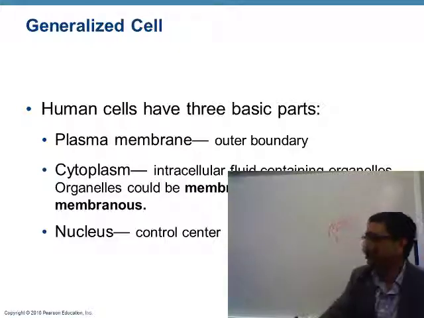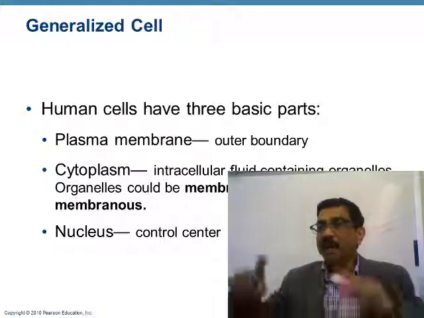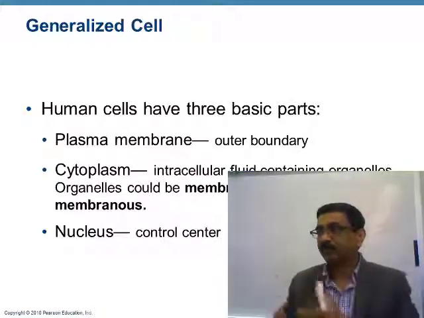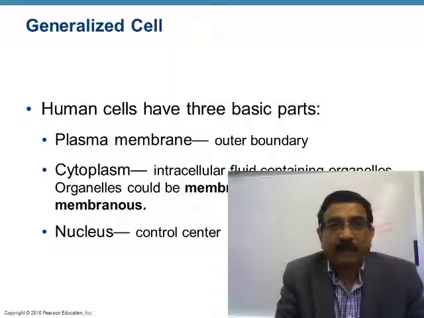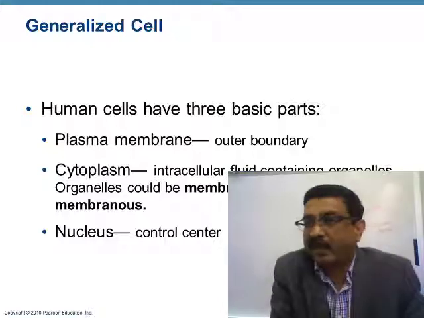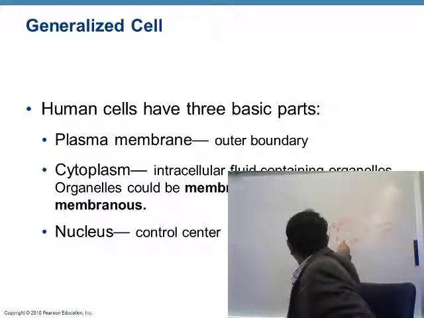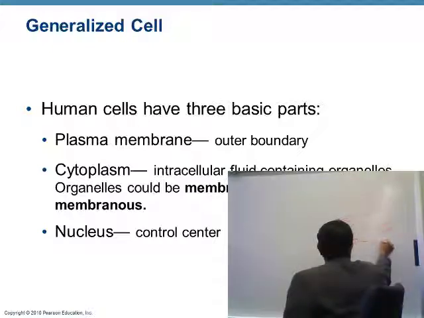Organelles float in the cytoplasm. Plasma membrane, as I have mentioned, gives the boundary, and cytoplasm contains organelles. So this is the cytoplasm. Two types of organelles are present in the cytoplasm: membranous and non-membranous.